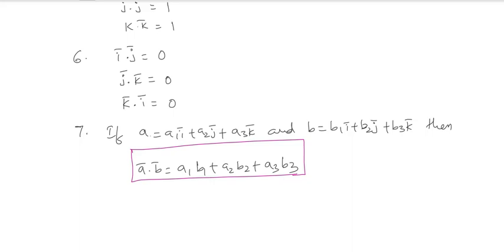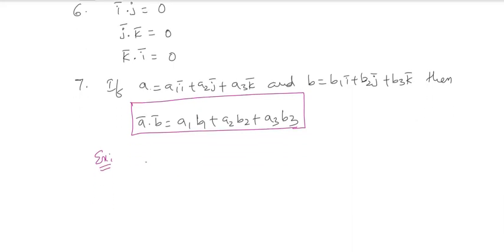So let me take an example for understanding this. Suppose A will be i bar plus j bar plus k bar and B will be minus i bar plus 2j bar minus 3k bar. Then what is your A bar dot B bar? This is A1, A2, A3, B1, B2, B3. Directly you can multiply here. Am I right or not?